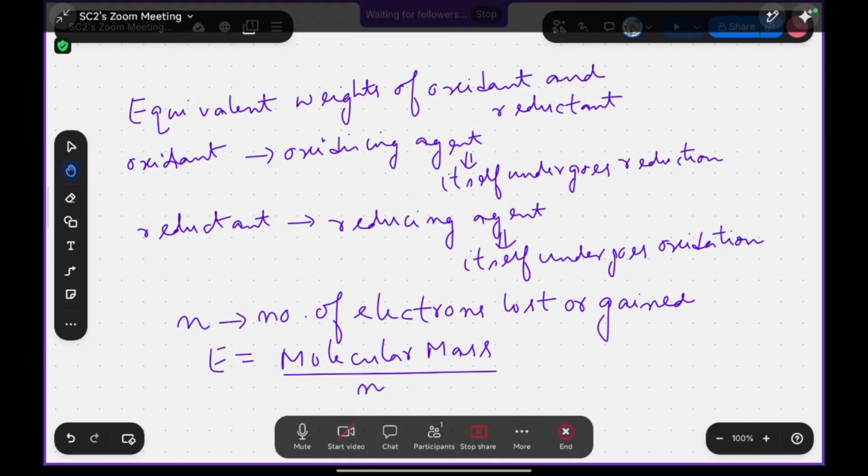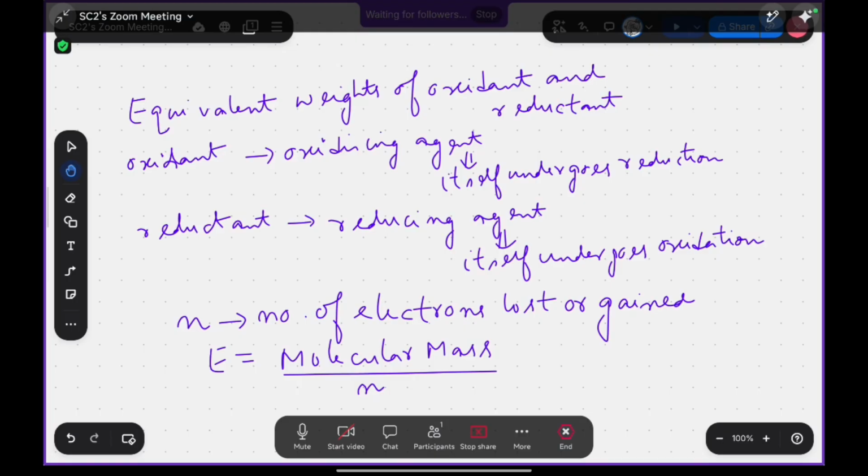Today's class is entirely based on equivalent weight of oxidants and reductants. Please continue to watch the video till the end because I have given some very important questions from the JEE Mains exam. If you understand this concept, it will be easy for you to get those questions.